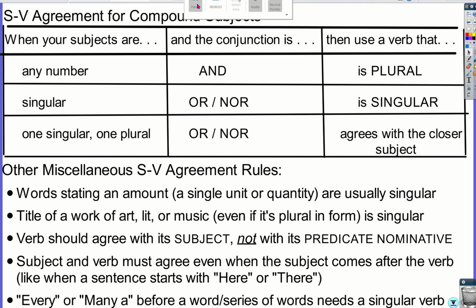Hello. We're going to continue talking about subject-verb agreement. We had a few notes earlier this week about subject-verb agreement for compound subjects. So we're going to go through the exercise for this, and then we'll go over these last couple of rules for subject-verb agreement that are going to go with the exercise that is due tomorrow.